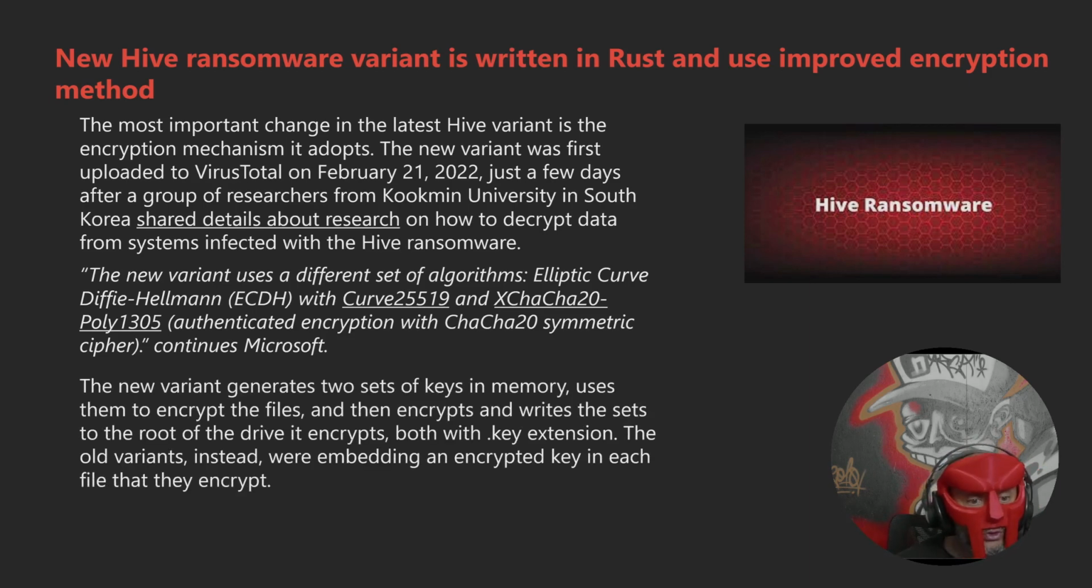The new variant generates two sets of keys in memory, uses them to encrypt the files, then encrypts and writes the sets to the root of the drive, both with a .key extension. The old variants instead embedded an encrypted key in each file that they encrypted. The analysis of the latest variant revealed the use of string encryption that can make it more evasive. In the old Hive variants, the credentials to access the Hive ransomware payment website were embedded in the samples. In the new variant, they must be supplied in the command line under the -u parameter. This change implies that it is impossible to obtain them by analyzing the sample.